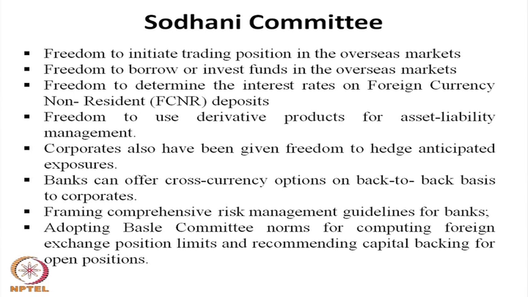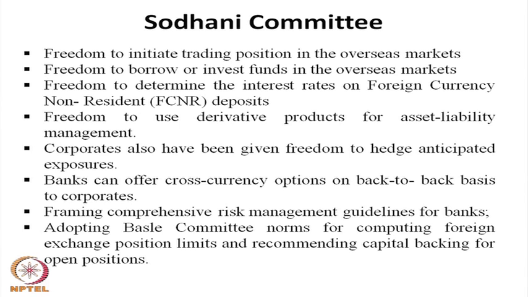Similarly, freedom to use derivative products for asset liability management. Banks should be allowed to use derivative products for asset liability management. Banks accept deposits for the short run, that is 1, 2 or 3 year deposits, but create loans for longer periods, more than 5 or 7 years. In this process, there are asset and liability mismatches. These mismatches can be addressed. If the mismatches are in the form of foreign currency, this can be addressed through derivative transactions.